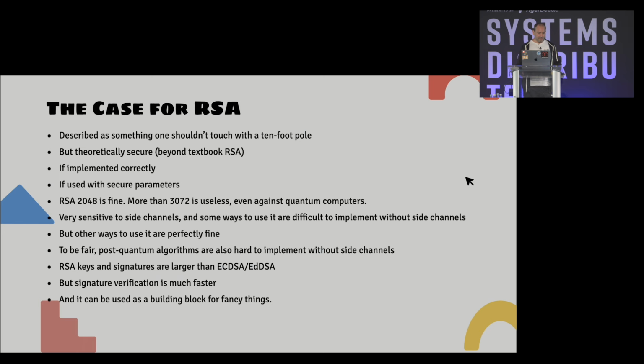So RSA is still fine today. And it has a nice property, which is that verification is very fast. Yes, faster than ECDSA and EdDSA. So if your use case is doing a lot of verification and you don't care about the fact that RSA keys and signatures are very large, use RSA. It's fine. Some modes are a little bit dangerous and hard to implement correctly. Other modes are completely fine. But it's also a great building block for fancy things.